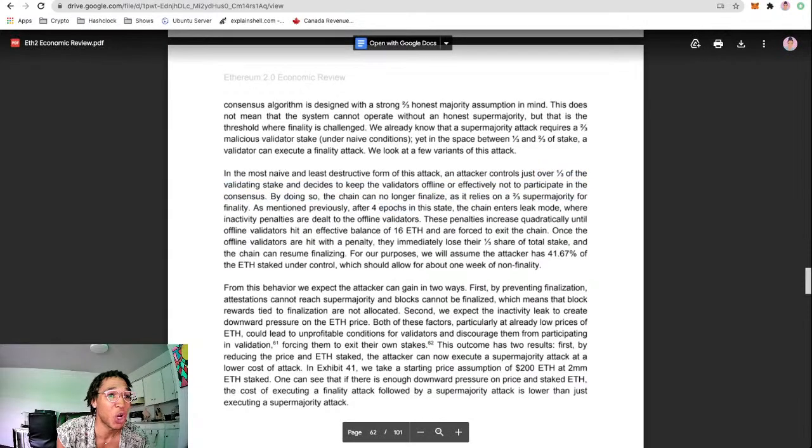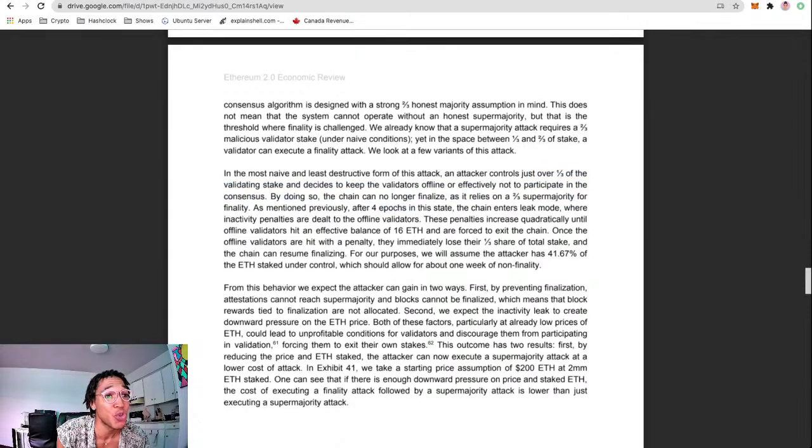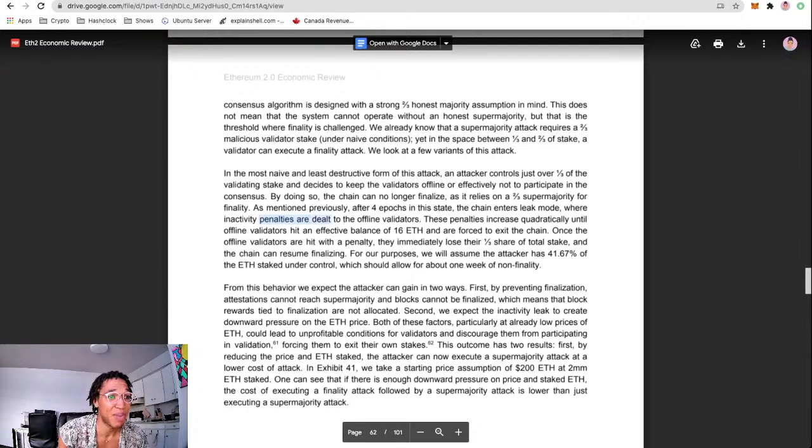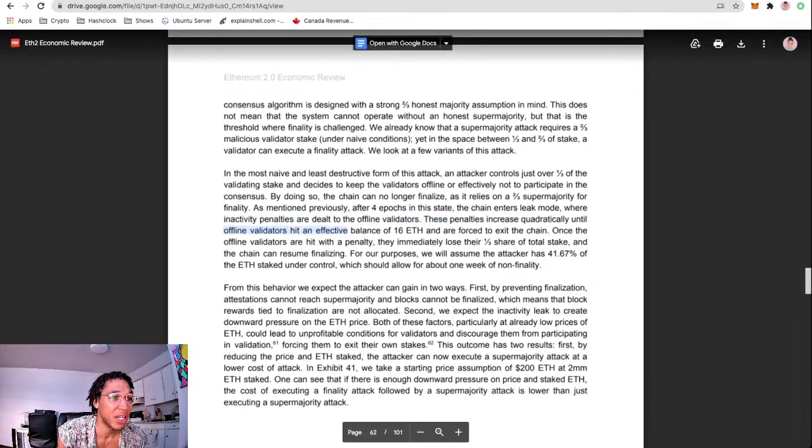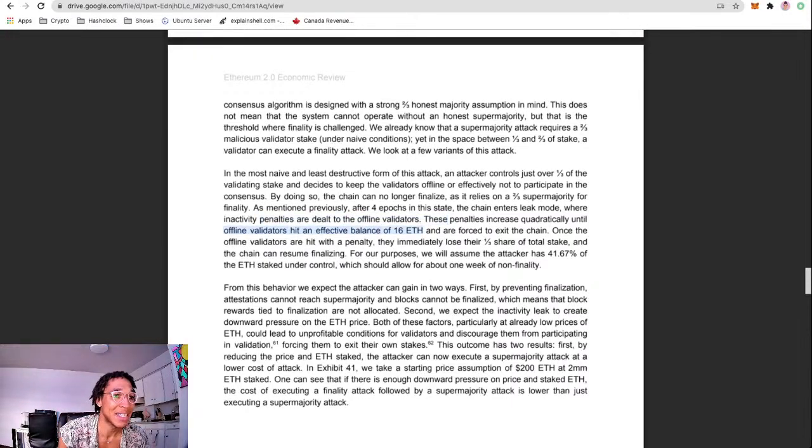By doing so, the chain can no longer finalize as it relies on a 2/3 supermajority to attain finality. We saw that on Medalla recently. As mentioned previously, after 4 epochs in this state, the chain enters leak mode. And this is what happened on Medalla as well, where there was an inactivity leak where inactivity penalties are dealt to offline validators. These penalties increase quadratically until offline validators hit an effective balance of 16 ETH and are forced to exit the chain.